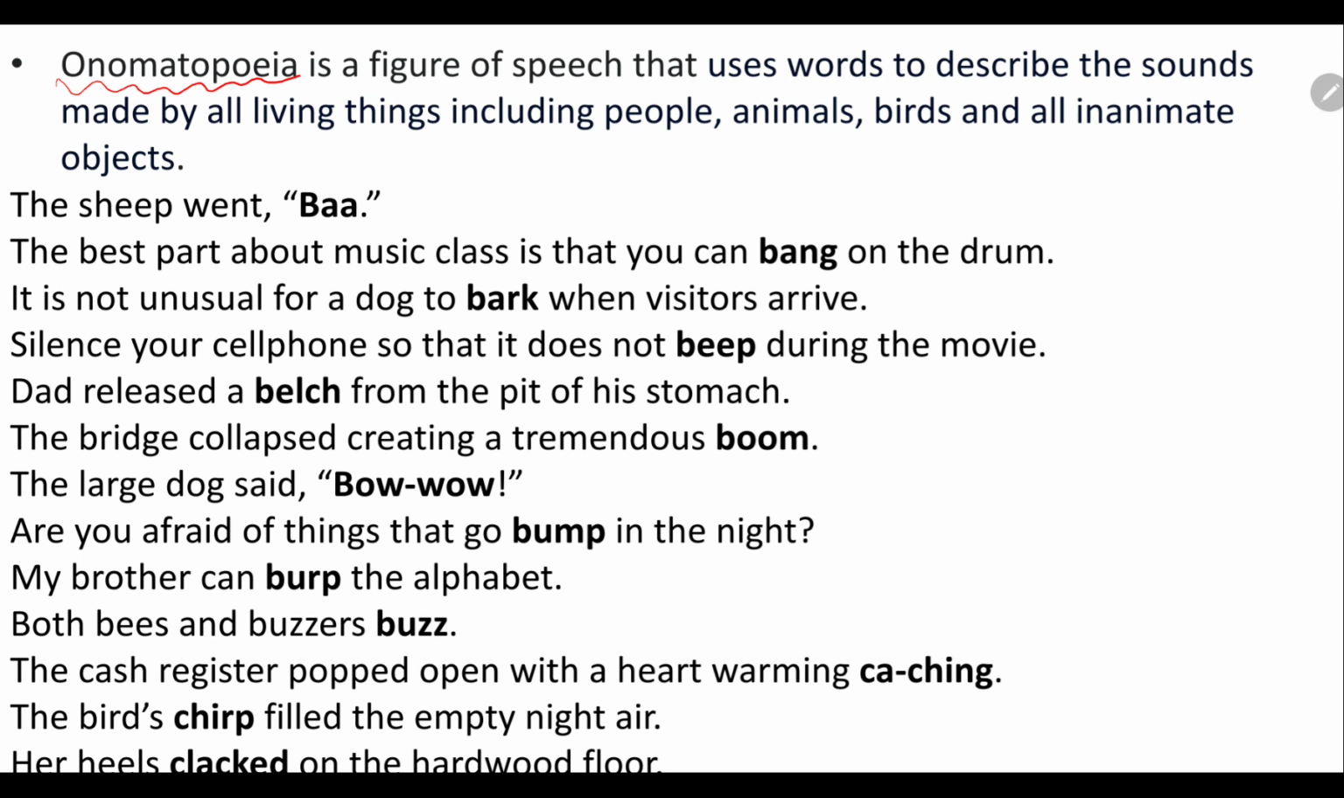Onomatopoeia. Okay. So here it is a figure of speech that uses words to describe the sound made by all living things, including people, animals, birds, and all inanimate objects. Okay. Before understanding this, let us see some of the examples. The ship went ba. Best part about the music class is that you bang on the drum. It is unusual for a dog to bark when visitors arrive.